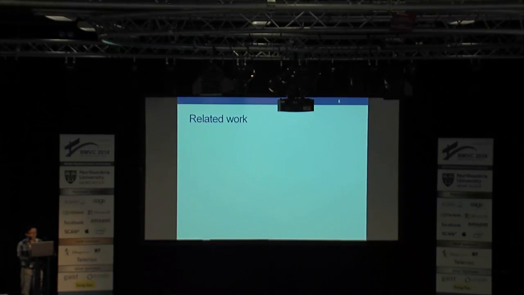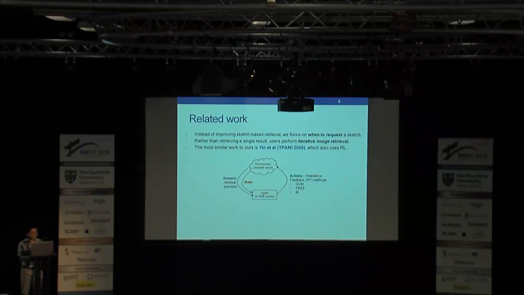So let's compare our work with other work in the literature. First, we are not focused on improving sketch-based retrieval methods. We focus on when to request a sketch. Also, rather than retrieving a single result, our users will perform iterative image retrieval. We have 10 iterations of updates. The most similar work to ours is Jin et al., which also uses reinforcement learning. They have a state representation and a reward that is represented with retrieval precision, and then they have some actions. These actions are based on relevance feedback methods, and they are these 3.